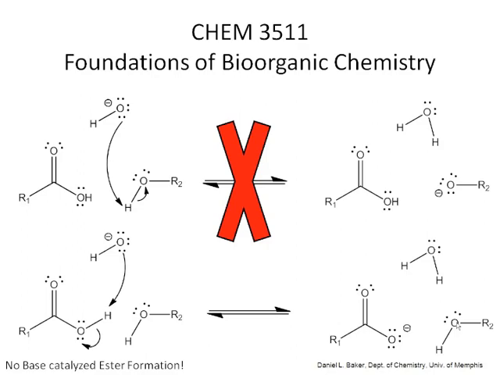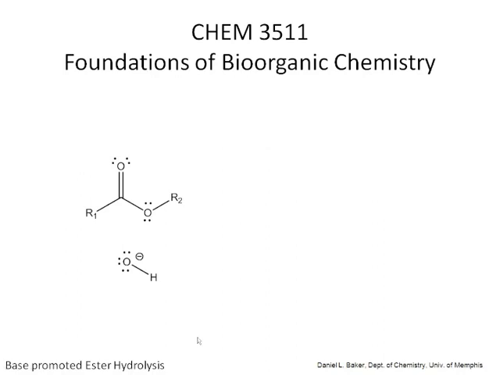Okay? Now, having said that, we can use base to promote the hydrolysis of an ester. And we say promoted because in this case, you consume 1 mole of base for every mole of ester that you cleave. So you need 1 mole of ester and 1 mole of hydroxide anion, which is going to give you 1 mole of carboxylate and 1 mole of alcohol. And again, we'll talk about that as we go through.